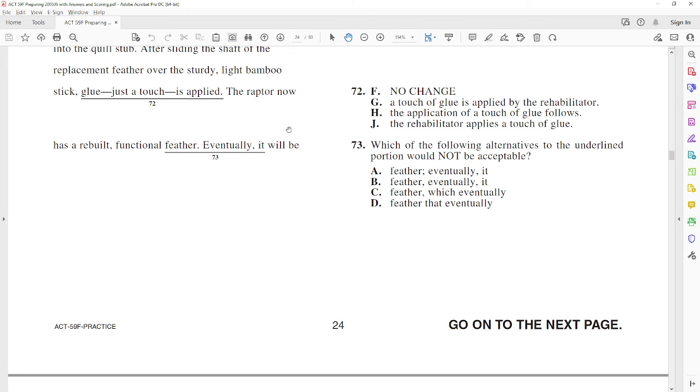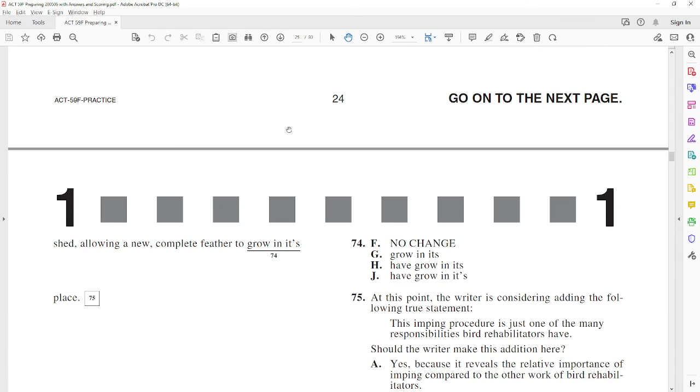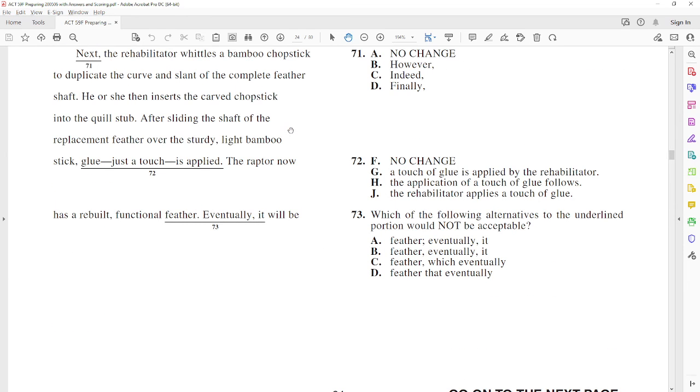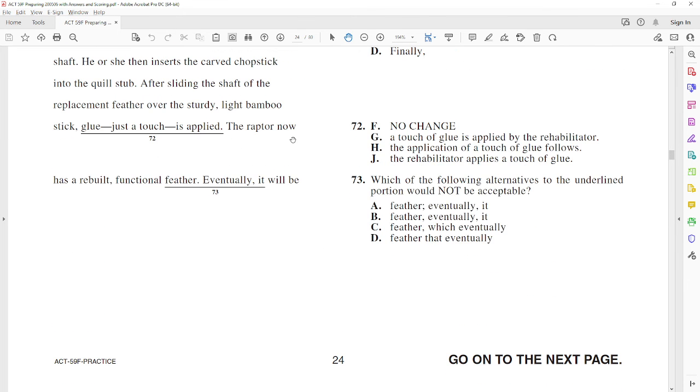The raptor now has a rebuilt functional feather. Eventually, it will be shed, allowing a new complete feather to grow in its place. All right, again, multiple underlines in the same sentence. This might have to do with modifiers. Who knows? But let me see. Is there a question? Which of the following alternatives to the underlined portion would not be acceptable? Okay, I guess it's not about transitions, transition words.